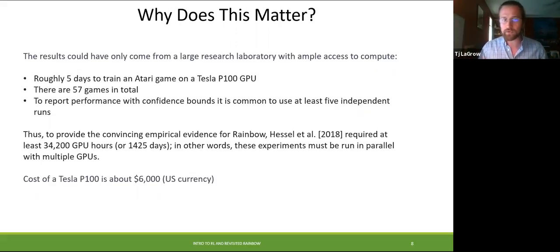of the community. To put it in perspective, it roughly takes 5 days to train an Atari game on a standard GPU, where there are 57, I think there are 60 now as of this year. But to report the performance, you usually have to run 5 independent runs. So it would take something like 6-7 years of single GPU hours to be run on multiple GPUs, and the cost of one Tesla is around $6,000 in US currency.